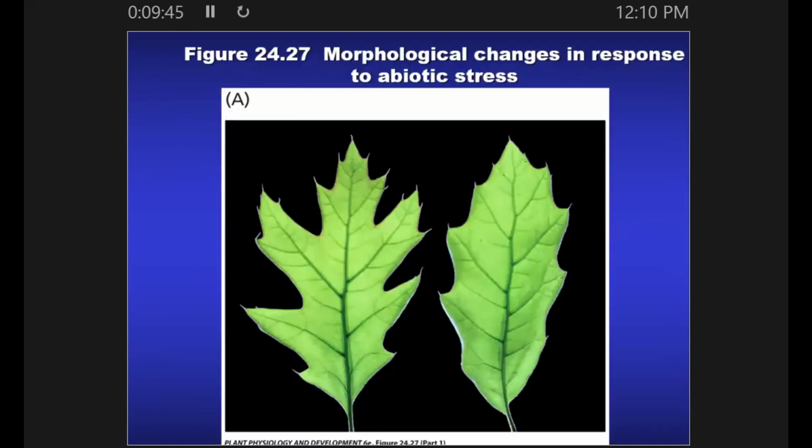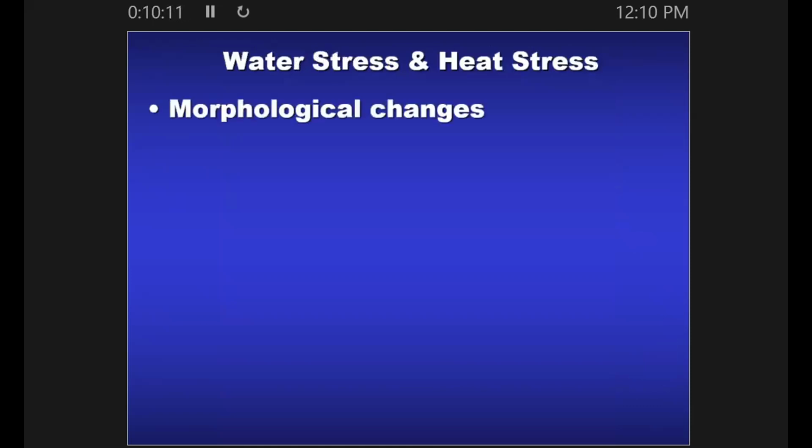Here's just a visual trying to get across that point where you have the shift in the leaf morphology. The wild type is on the left and prolonged heat. Or no, I have that backwards. The one on the left is the one better adapted for cooling. Okay.